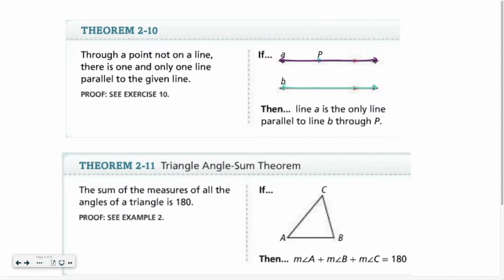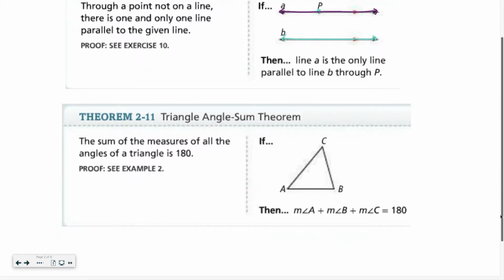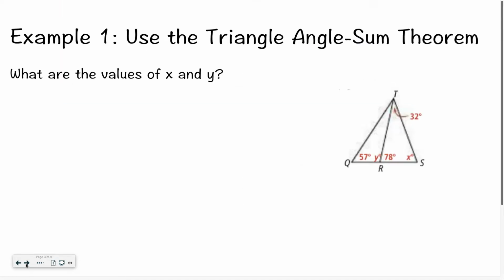Then Theorem 211 is the triangle angle sum theorem. That's something that you've learned about for several years now, that the sum of the measures of all of the angles of a triangle is 180 degrees. So if you take all of those angles inside the triangle and add them together, you should end up at 180.